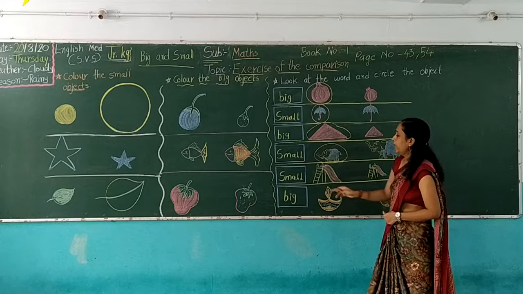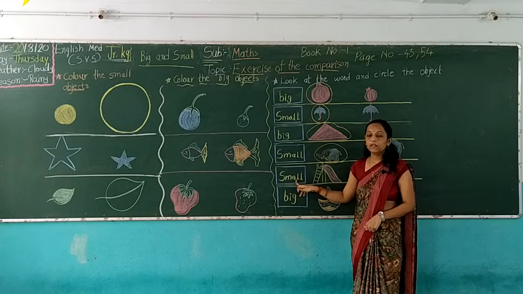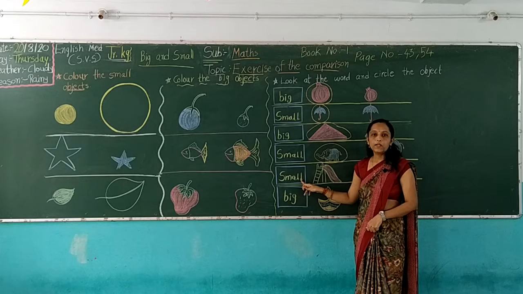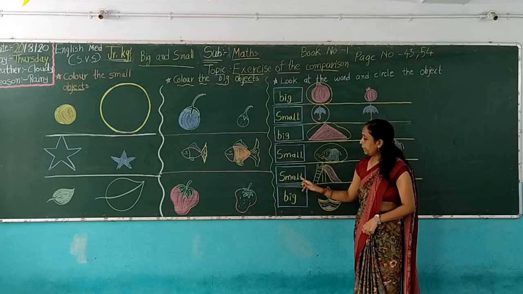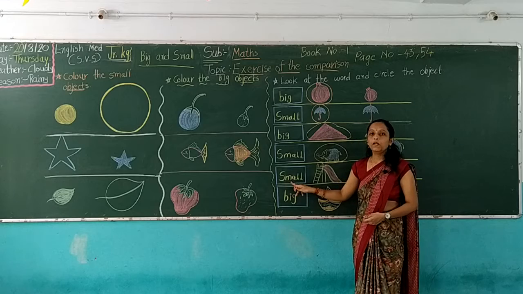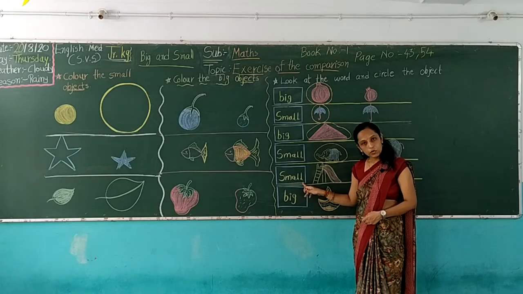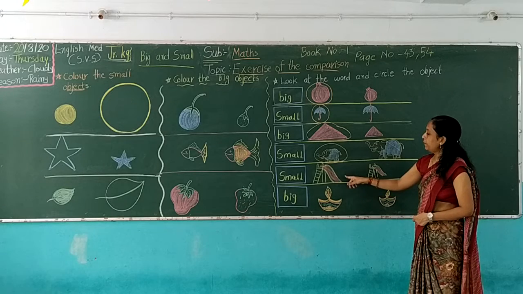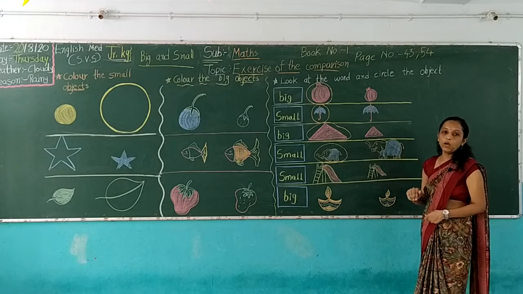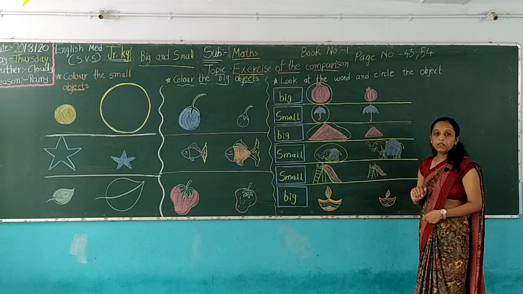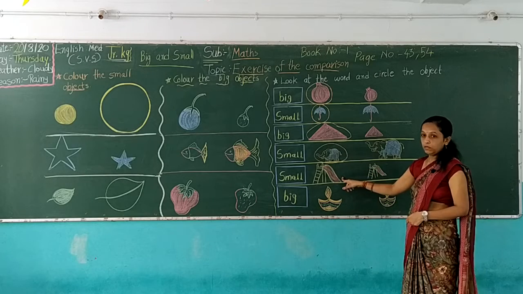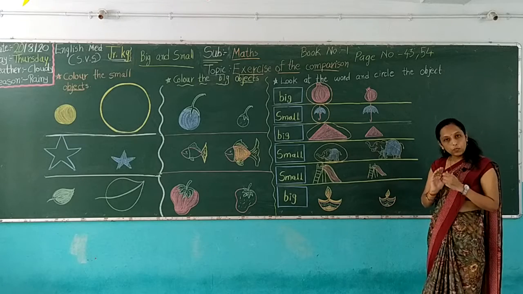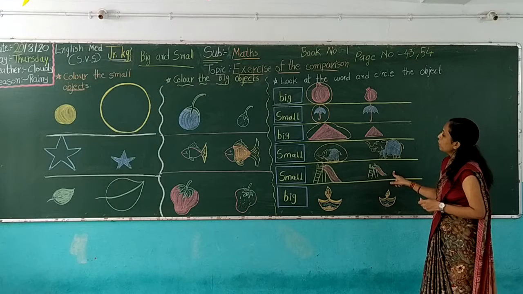And next, which word is right here? S-M-A-double-L, small. Again one more time. Read with me. S-M-A-double-L, small. Here I drew two slides. One is big and the other one is small. So which slide is small? Tell me. This? No. This? Yes. This slide is small. So circle only the small slide.